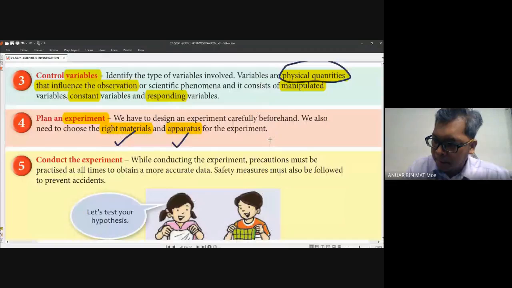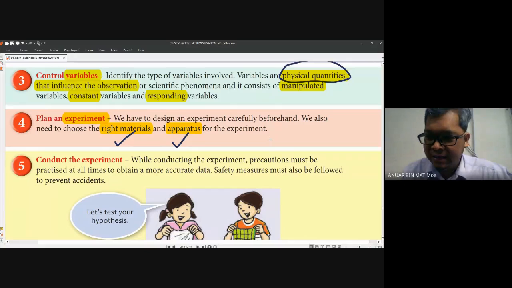Material. Apparatus is the tool. Material is what? Material, for example, a chemical, or in this experiment, water. Water is the material, because once you use it, you cannot use it again. When you use the material, it will finish. You cannot reuse it again. So that is the material.